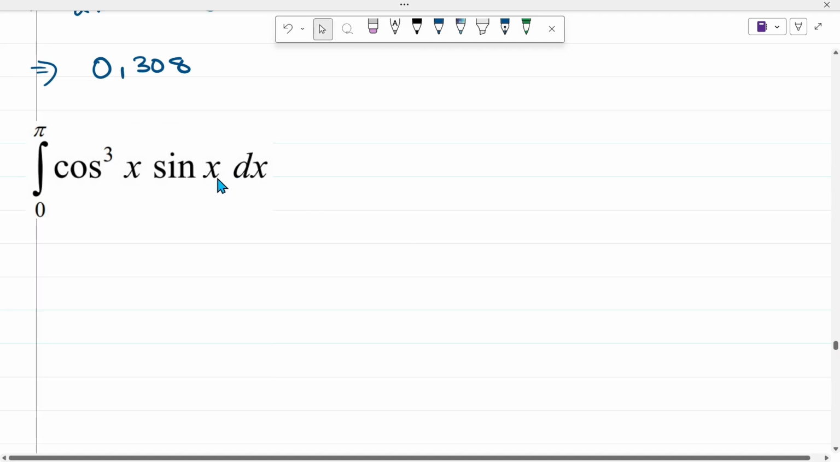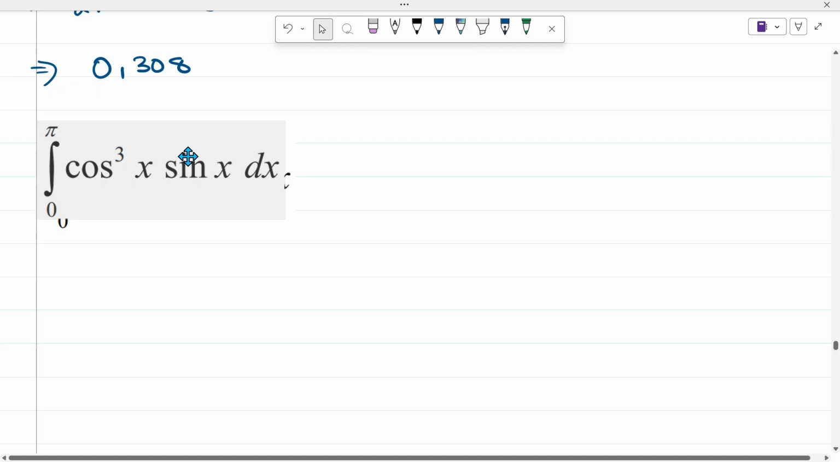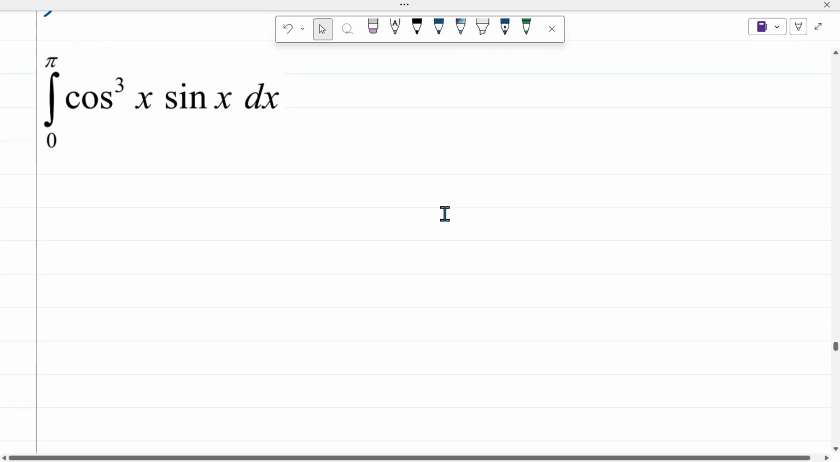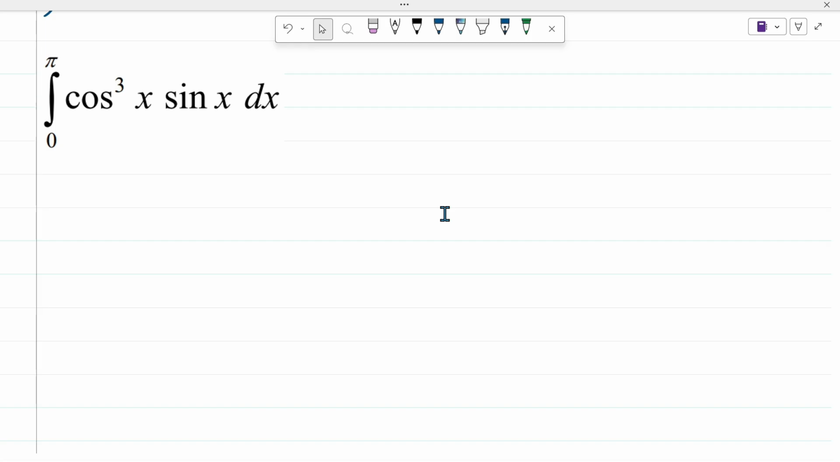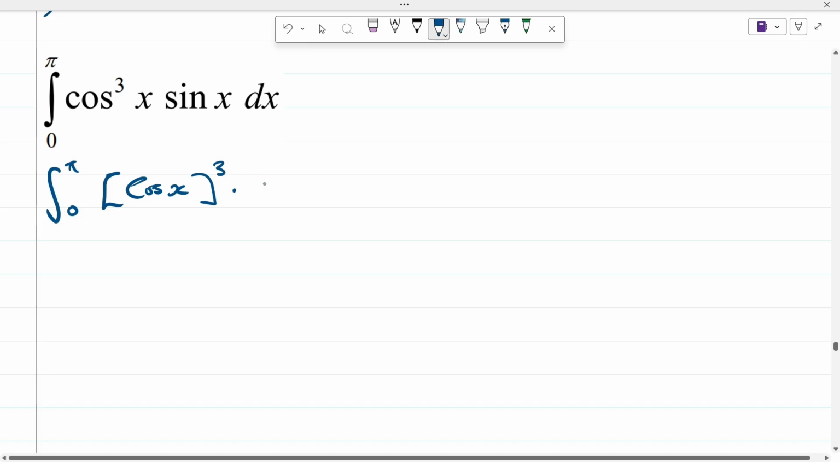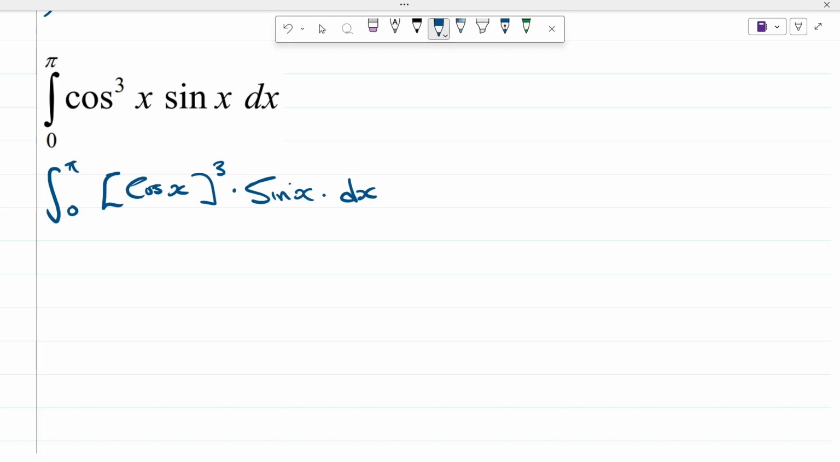Okay, we have another question here that we need to solve. So the integral of cos cubed of x sine x dx. We need to integrate this. What we need to ask ourselves first is, can we simplify this? It's a no for this. Do we have a function and its derivative? Yes, we do. So I can first rewrite this nicely, with limits 0 to pi. I write cos of x cubed multiplied by sine of x, then dx, like that.